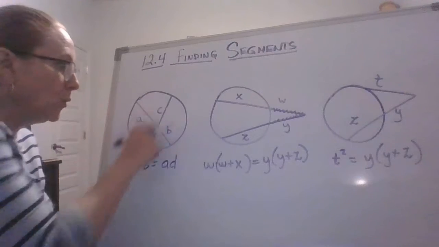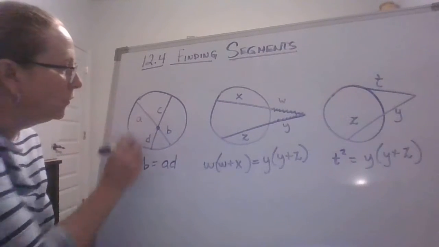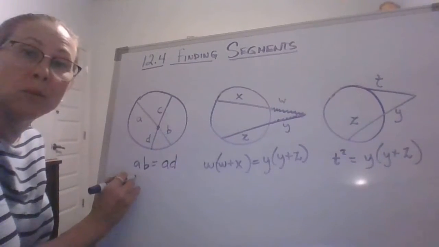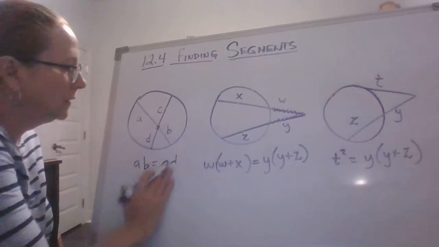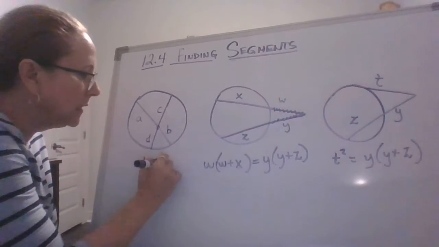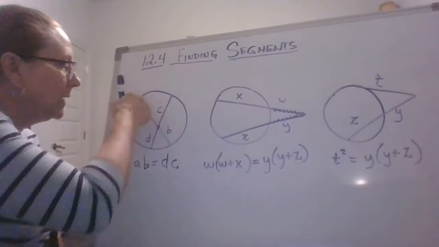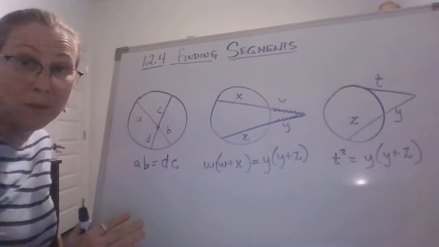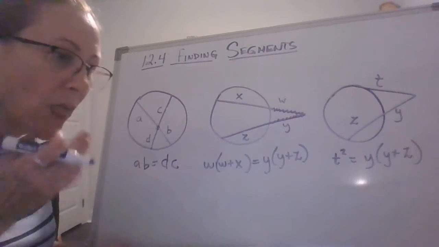We have two chords that intersect in the first example. On the first chord, we have segment A and segment B, and if you multiply those together, they will equal segment D times C on the second chord. So A times B on the first chord equals D times C. You can't mix and match on that. So let me give you an example of that.